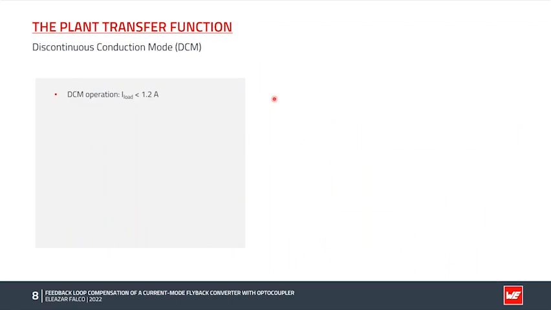Eventually, as the load current reduces, the converter will enter discontinuous conduction mode operation, DCM. In the case of this design, that will be for a load current below 1.2 amps. And it is important to note that the control to output transfer function will be different depending on whether the converter operates in continuous conduction mode, CCM, or in discontinuous conduction mode, DCM.